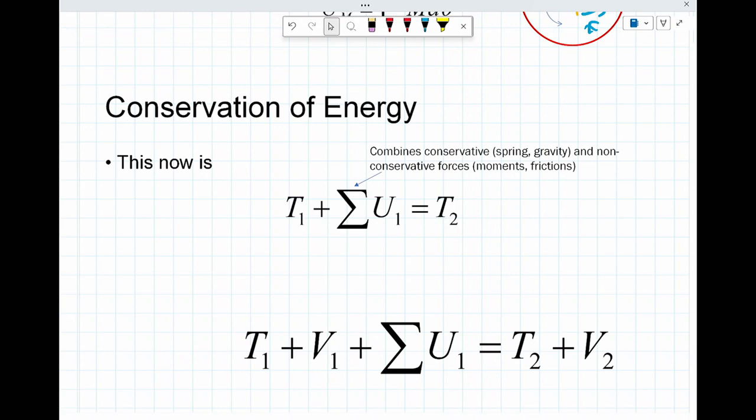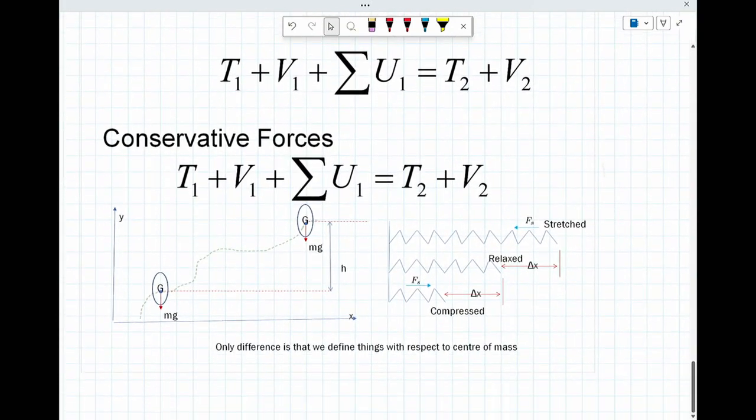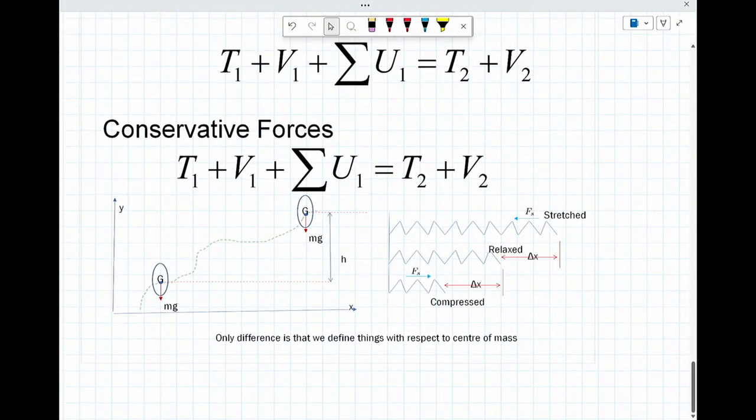But for this right here, you have T1 plus V1 plus work 1 to 2 equals T2 plus V2. All you've done is you've separated out the conservative forces from everything else. And those conservative forces right now are gravity and spring forces. So you have both of those, and the big difference is that we are defining everything with respect to the center of mass.